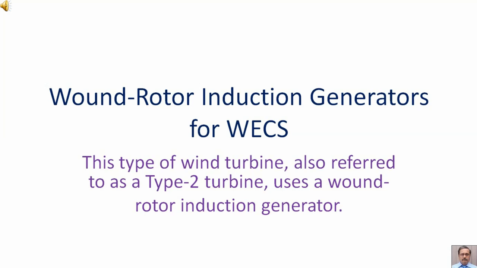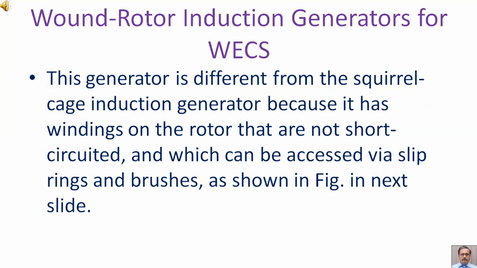Wound rotor induction generators for wind energy conversion systems. This type of wind turbine, also referred to as a Type 2 turbine, uses a wound rotor induction generator.